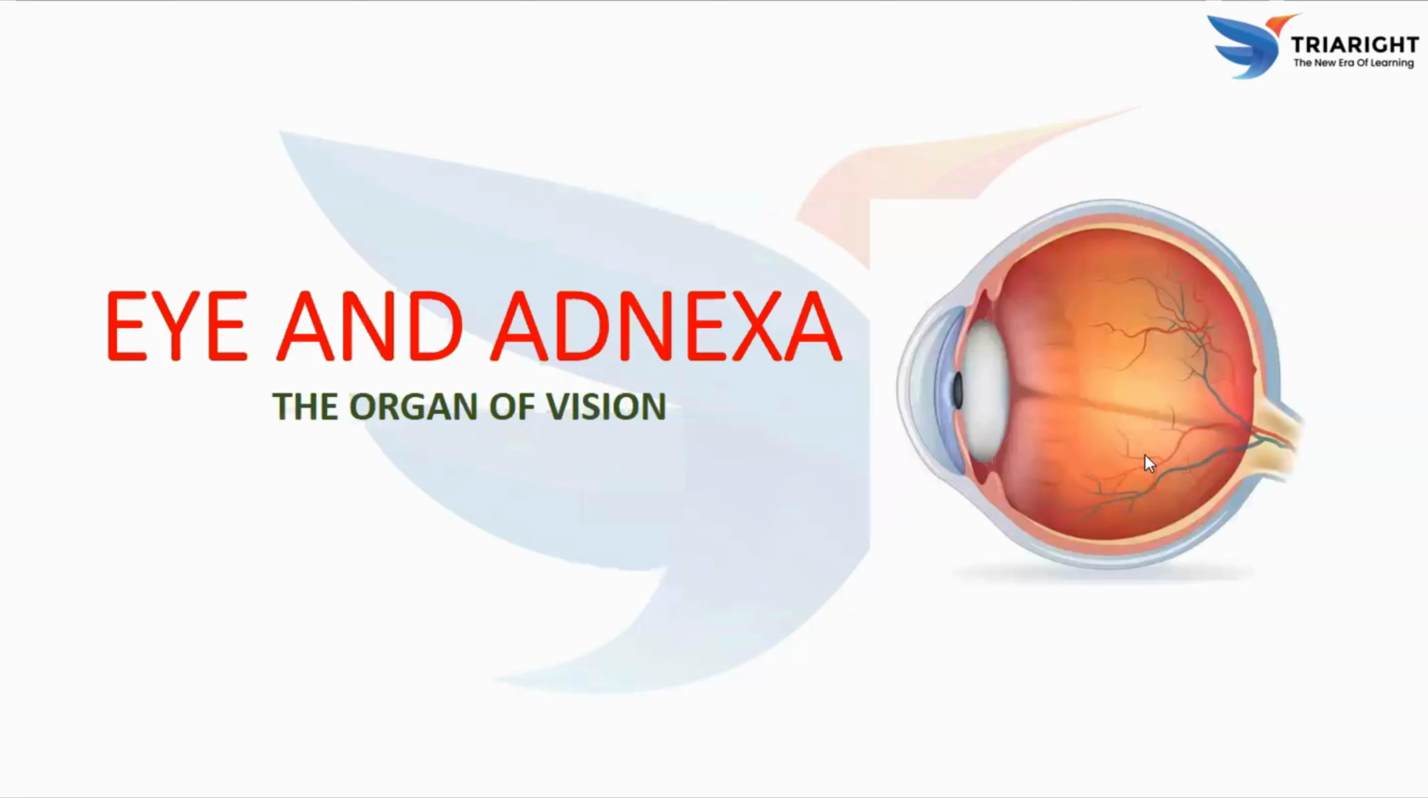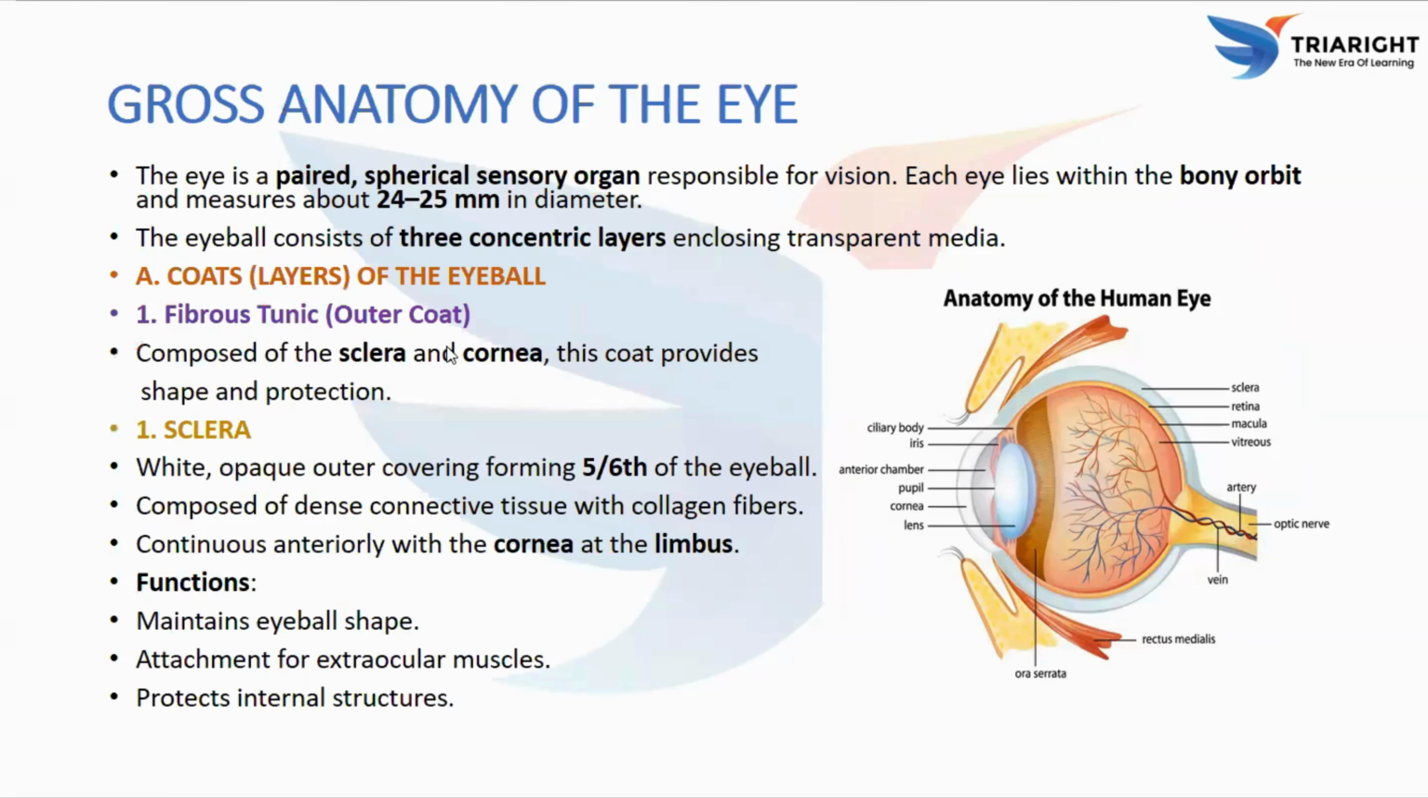So today in this session, you are going to learn about the anatomy and physiology of eye and adnexa. So eye is called as the organ of vision. So coming to what is the anatomy of the eye? So let's go through thoroughly into anatomy of the eye.